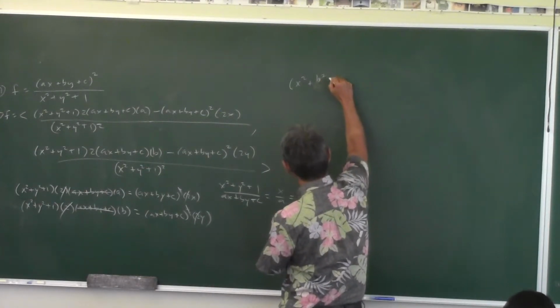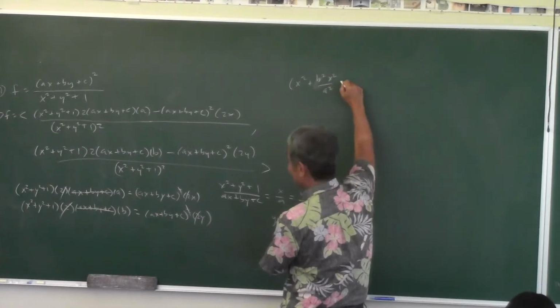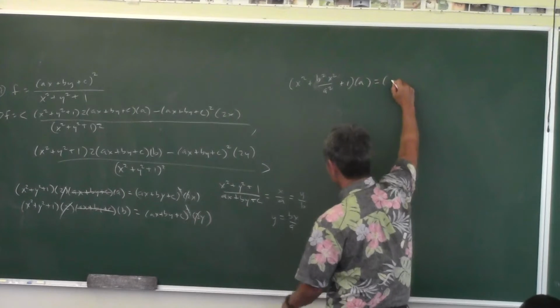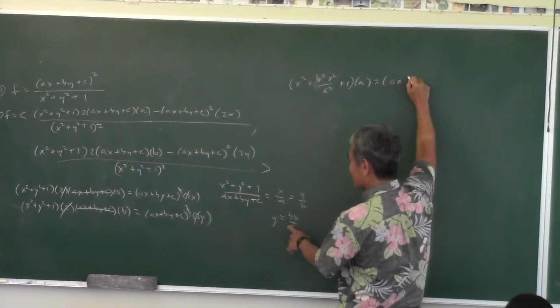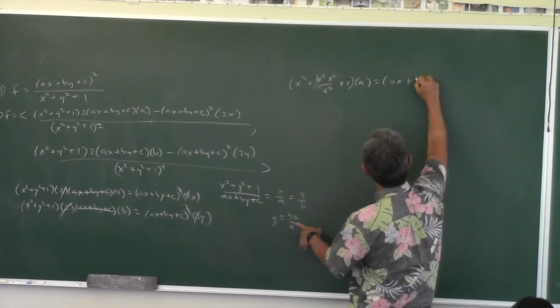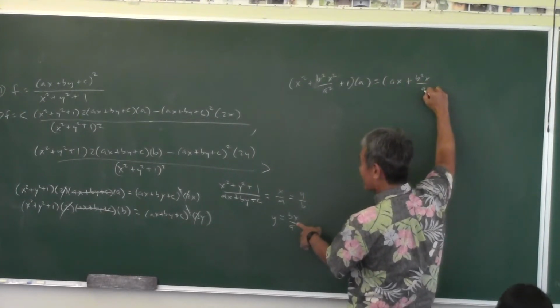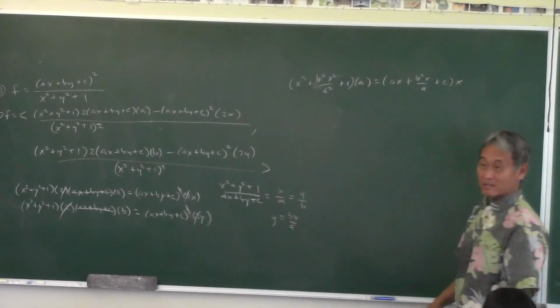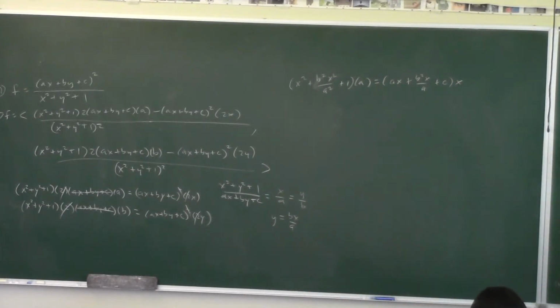So what is y squared? B squared over a squared, plus 1 times a, is equal to ax plus by, which is b times this, b squared x over a, plus c times x. Now you can solve for x. Now you have an equation with only x in it.